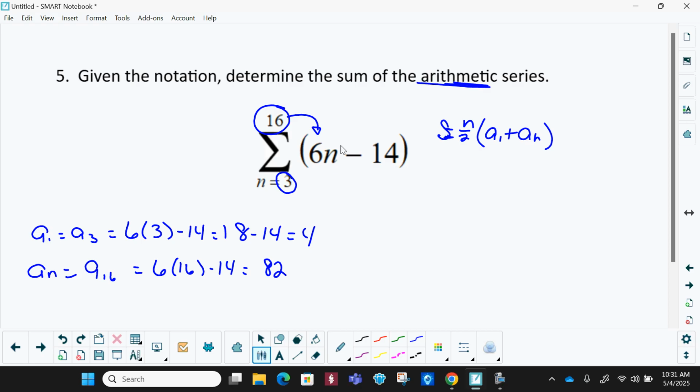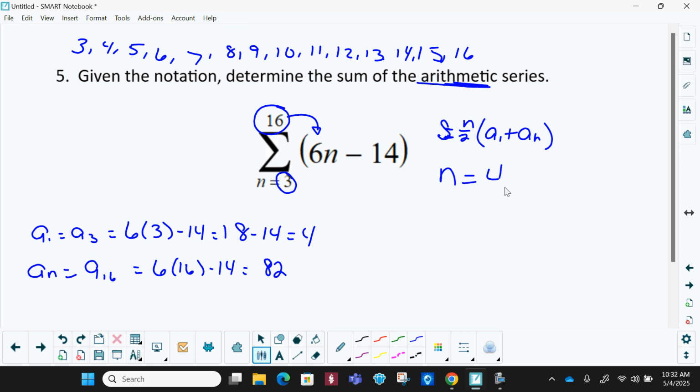Okay. Now we got to figure out n. And this is where we have to be careful. 16 is not our n because we're not starting here at 1. This became a question in the class. We don't want to do 16 minus 3 because that is going to give us 13, and the answer is not 13. So we're going to count. 3, 4, 5, 6, 7, 8, 9, 10, 11, 12, 13, 14, 15, I forgot my 1, and then 16. And if you count all of these, you're going to find out that n is 14.